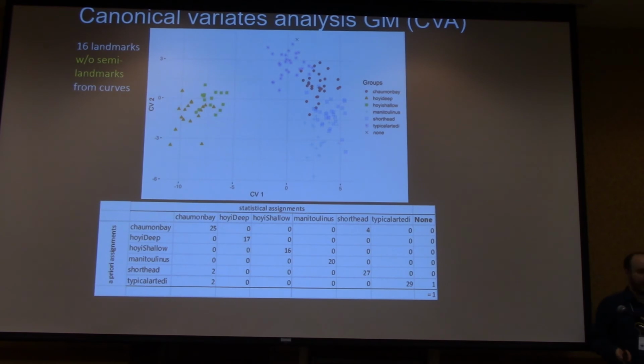And then again, repeating that analysis now without the curves. In this case, now we only have 1 that wasn't able to be replaced.